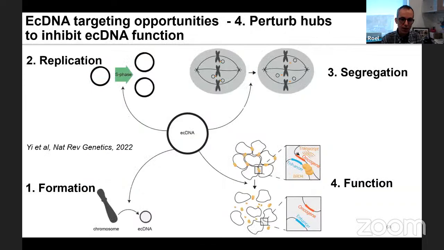So when we think about targeting of ecDNAs, how can we use ecDNA for development of new therapeutic modalities? There's at least four options that we can think of. First, we might be able to target the ecDNA formation, so the formation of the circular elements, which is clearly important given the increase in ecDNA frequency in advanced cancers. It seems intuitive that there's biology specifically replicating ecDNA and segregating ecDNA that we haven't discovered yet. And then finally, a direct option for therapeutic development is to block the function of ecDNAs, for example, by breaking up the hubs that I just described.